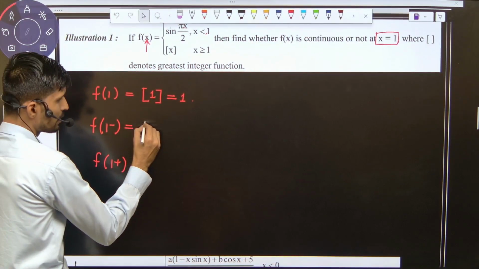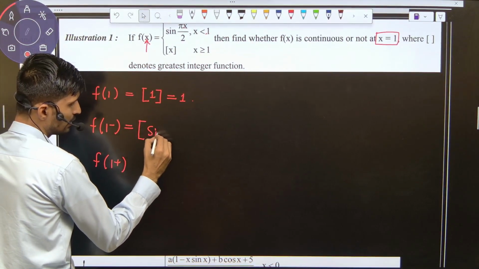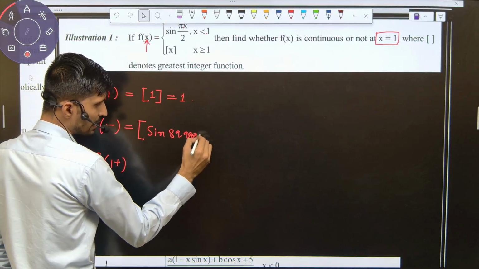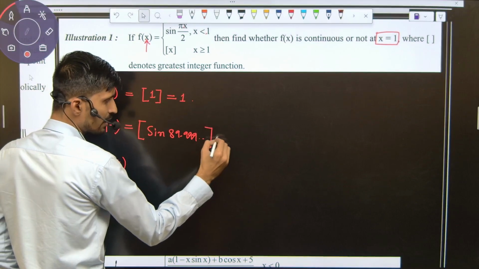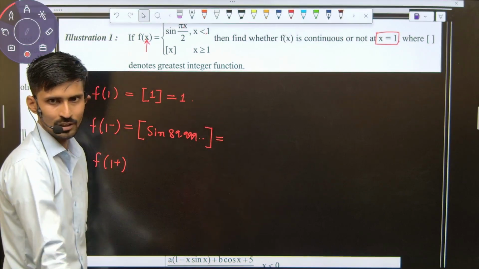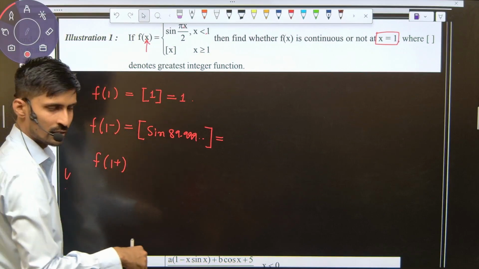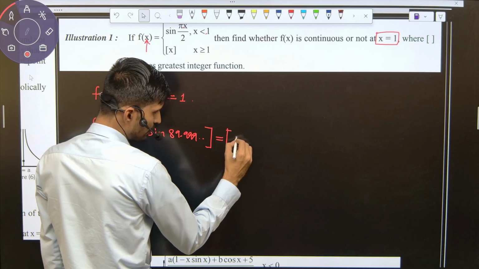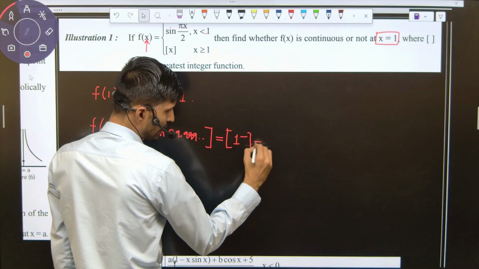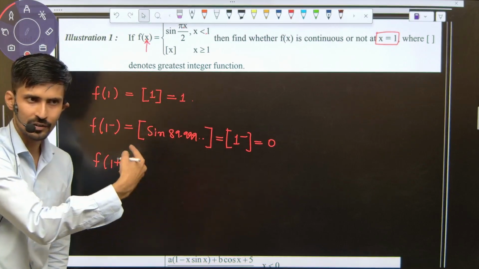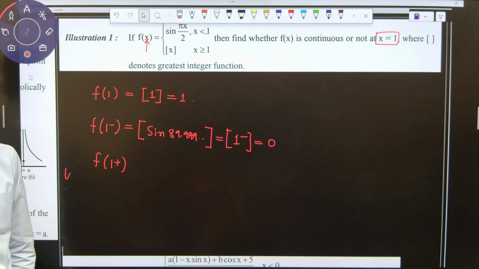So what this will become? Sin 89.9999 something. Sin 90 degrees is 1. So sin 89.999 will be less than 1. It means this will become 1 minus, and greatest integer of 1 minus is 0. You can see here only both are not equal. So directly we can say this is discontinuous at x is equals to 1.